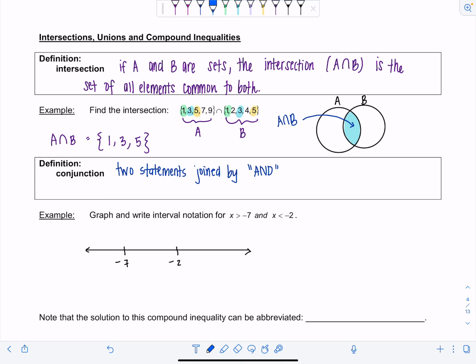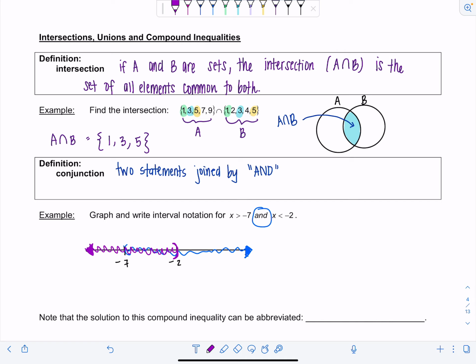Notice it's just strictly greater. It's not greater than or equal to. So I'm going to put parentheses and then shade to the right. And x is less than -2. So x is less than -2, parentheses at -2. And then I'm going to shade to the left. Okay.